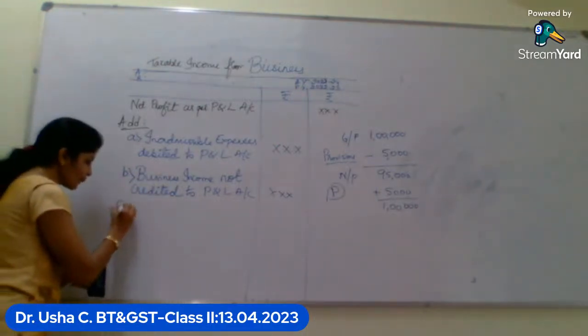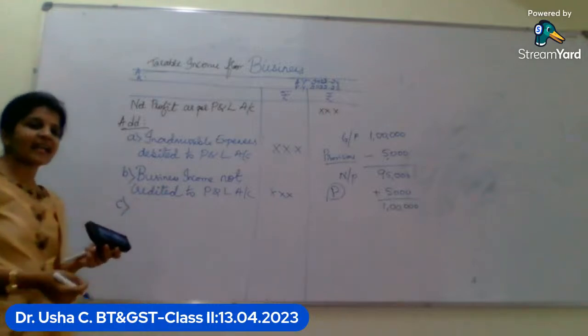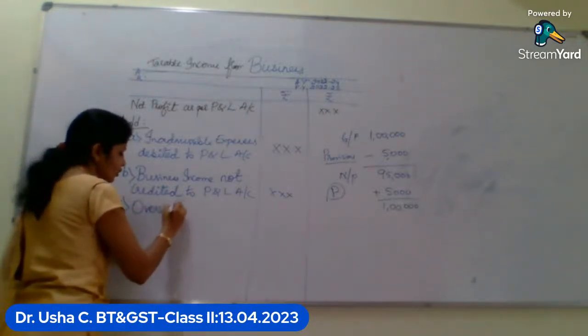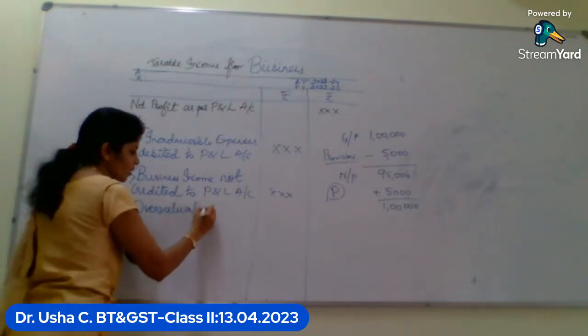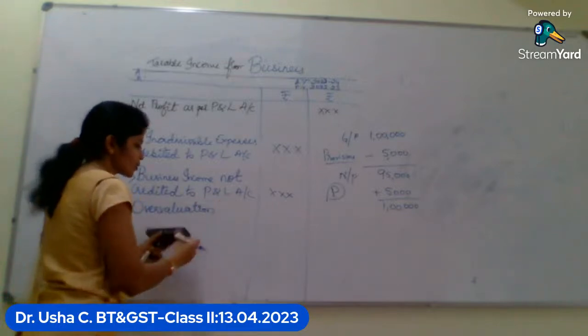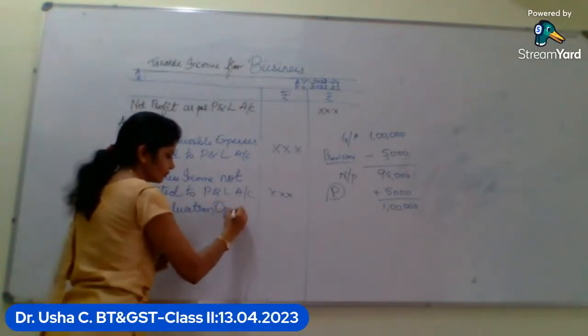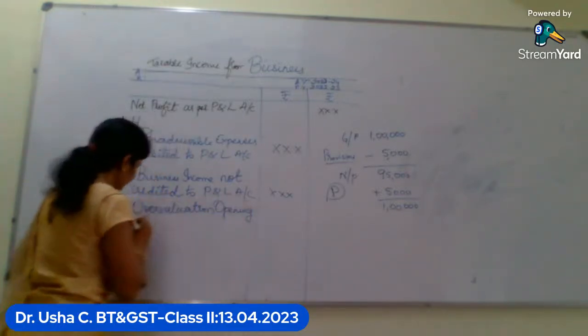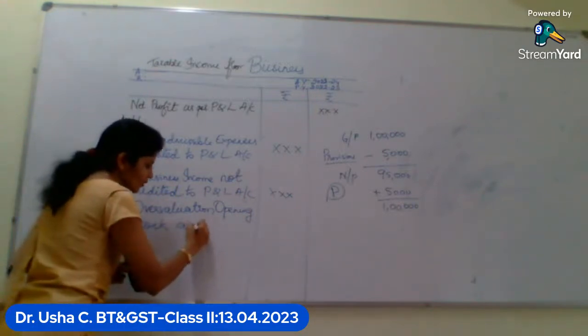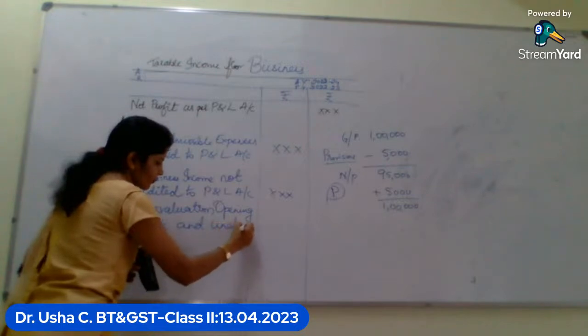And the third important thing which we have to add is overvaluation of opening stock, overvaluation of opening stock, and undervaluation of closing stock.